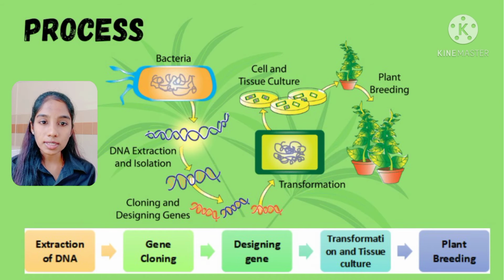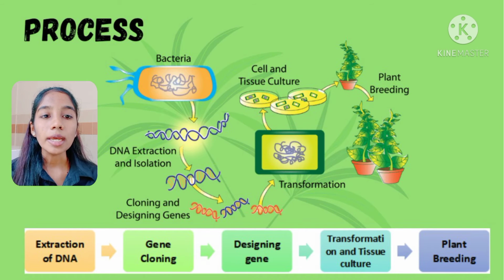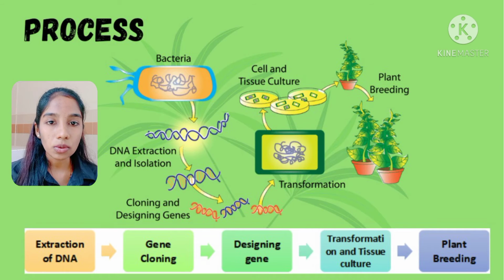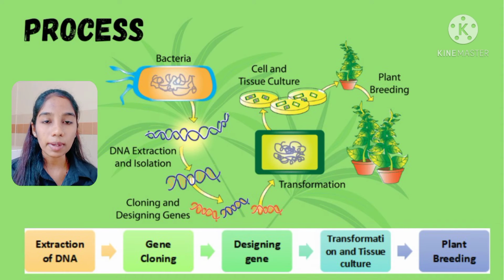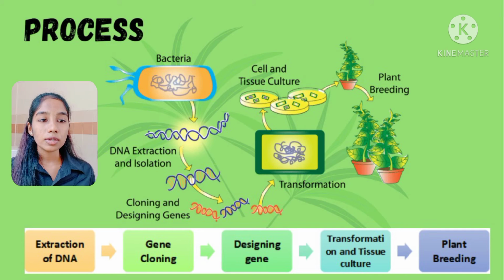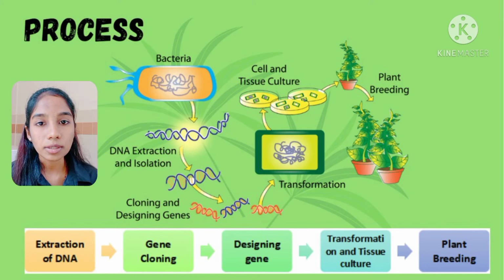Process. For the first step, we extract the DNA, and the following step is gene cloning. We extract the DNA from the bacteria and we isolate the extracted DNA. The following step is gene cloning. We are cloning the gene and designing a new gene, which means the extracted DNA is combined into the original gene. And the following step is transformation and tissue culture.